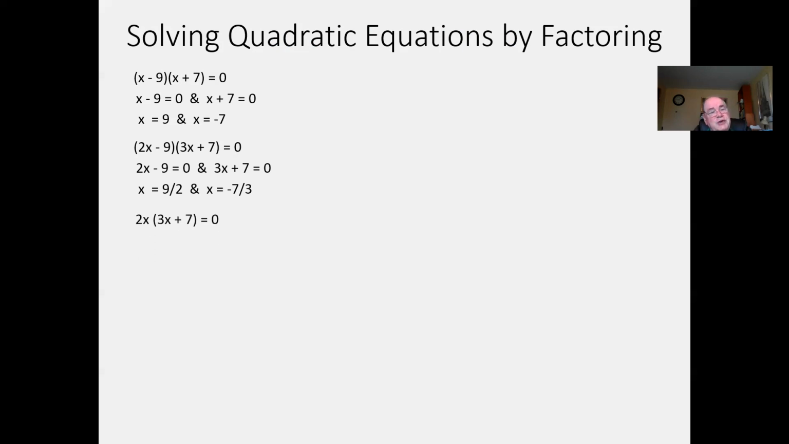Here's just a little change. We have a simple factor of 2x times the more complex kind of factor. And so the 2x has to be 0, or the 3x plus 7 has to be 0.